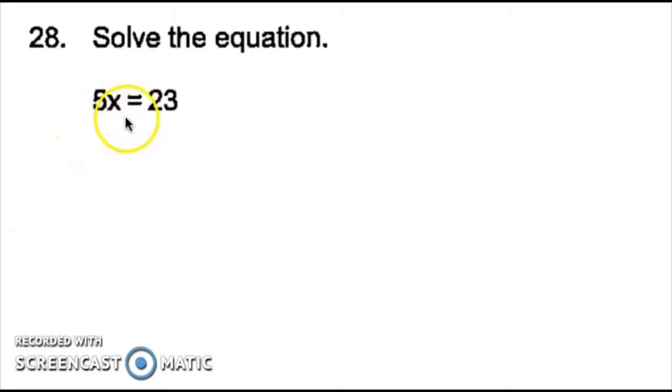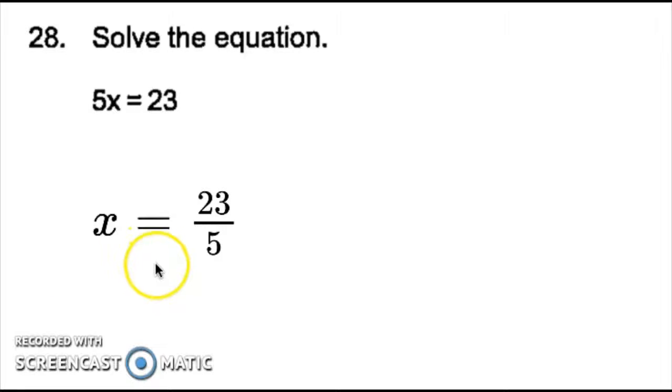Number 28 is asking you to solve the equation. We see 5 is next to the x, which means it's being multiplied. To get the x by itself, you got to do the opposite of that multiplying, which is divide. So we divide both sides by 5, and we get x equaling 23 over 5. Leave it as a fraction unless it says otherwise. We cannot reduce this fraction because there is no number other than 1 that we can divide into both of them. So leave your answer as 23 over 5 for number 28.